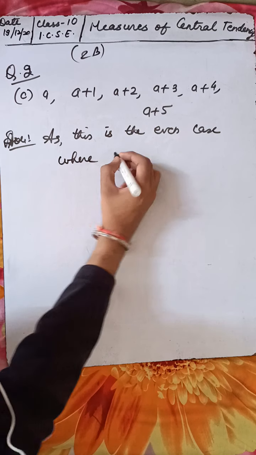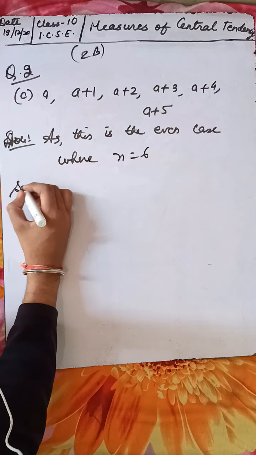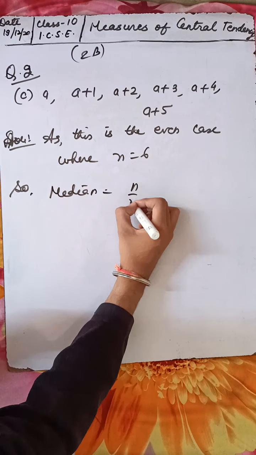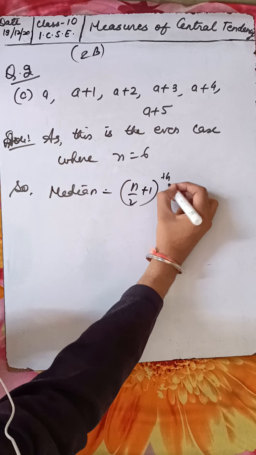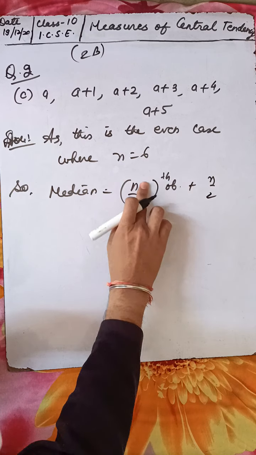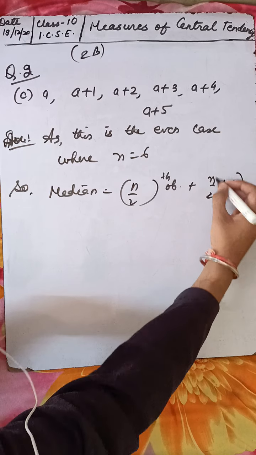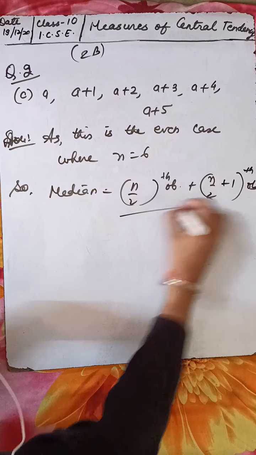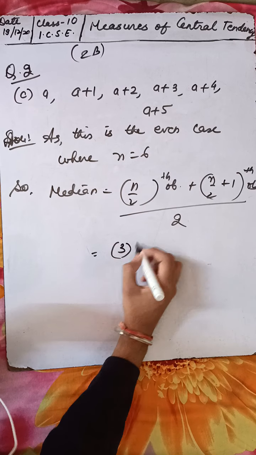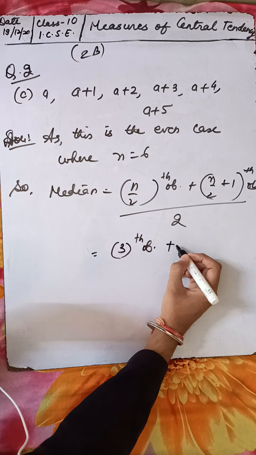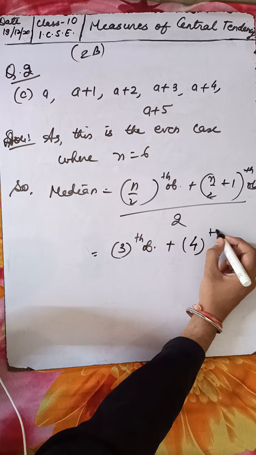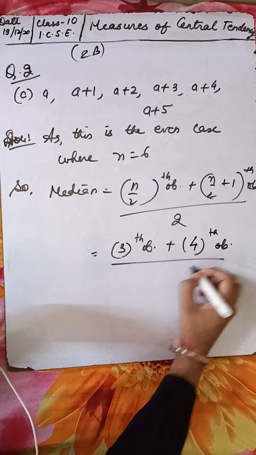where n is equal to 6, the median is equal to the (n by 2)th observation plus the (n by 2 plus 1)th observation, whole upon 2. So 6 by 2 is what? The third observation, plus 6 by 2 plus 1, what will be the answer? The fourth observation, whole divided by 2.